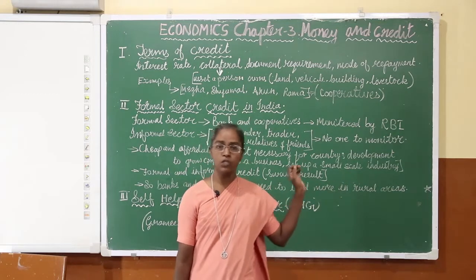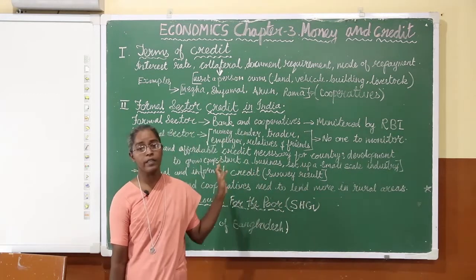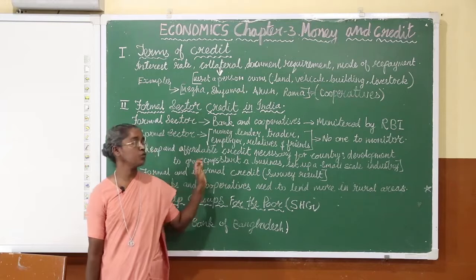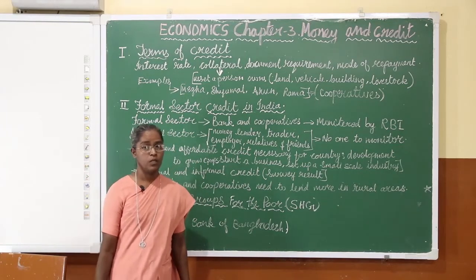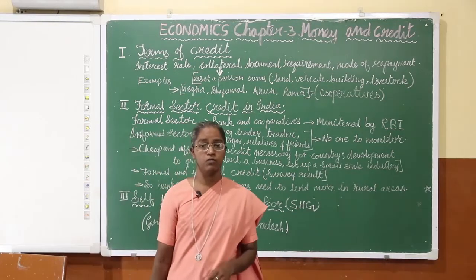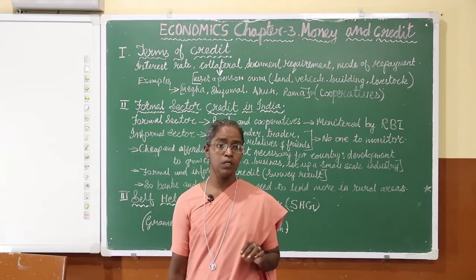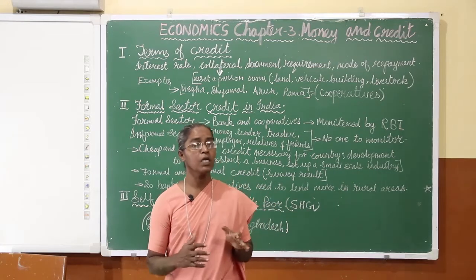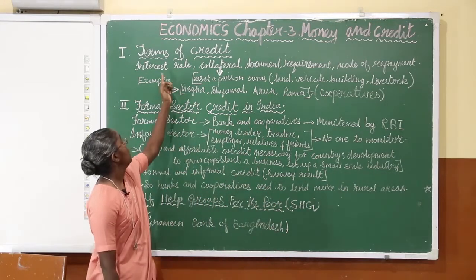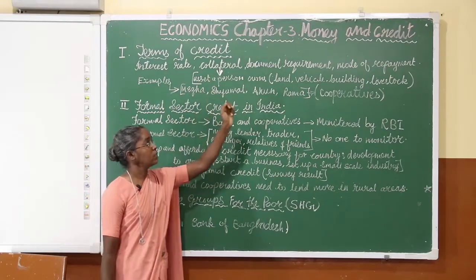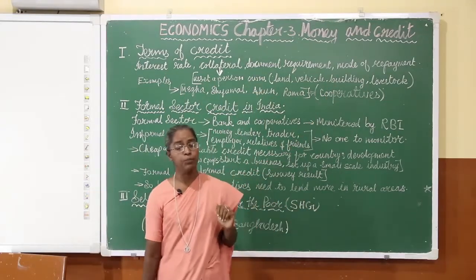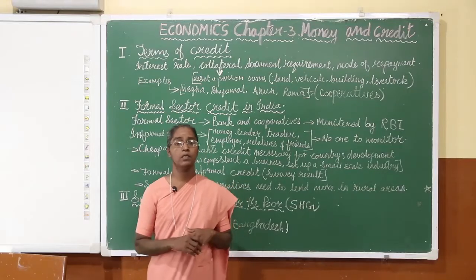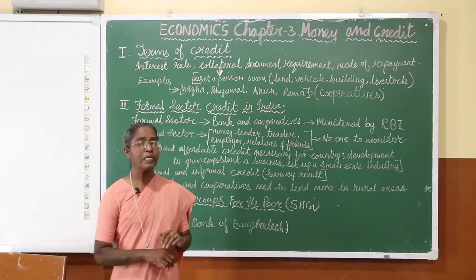So today we continue the same lesson. The other three topics we will complete today. The first one is terms of credit. When we speak about terms of credit, it includes mainly interest rate, collateral, document requirement, and mode of repayment. It comes under terms of credit.